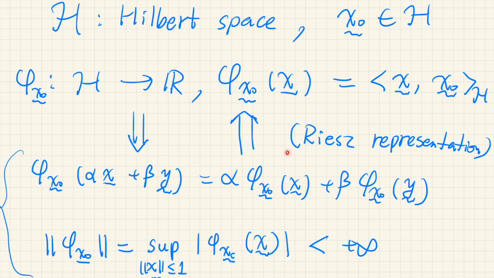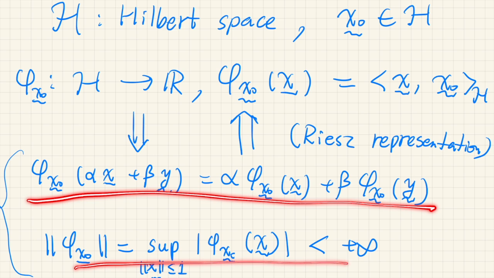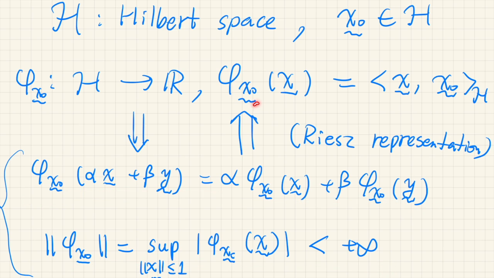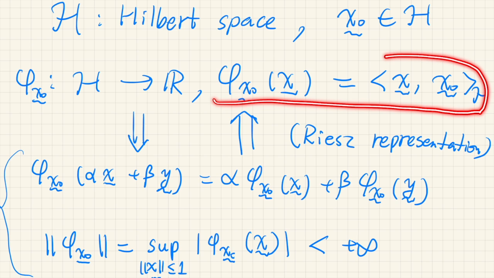Now, according to the Riesz Representation Theorem, the converse is also true. In other words, for any functional that is linear and bounded, there exists a unique element in H, x0, such that the functional can be represented in terms of the inner product.